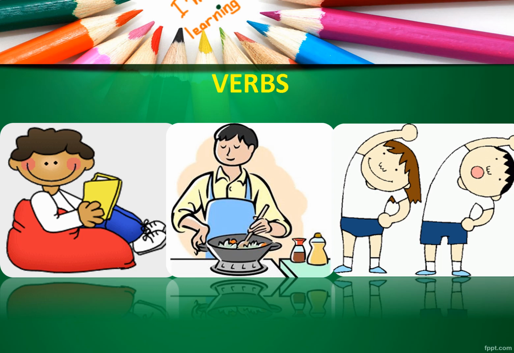Can you all see some pictures? What action do you see in the first picture? Yes, the boy is reading a book. What about the second and the third picture? Very good. The chef is cooking in the second picture, and in the third picture, the children are exercising. So, all these actions like reading, cooking, and exercising are called action words or verbs.